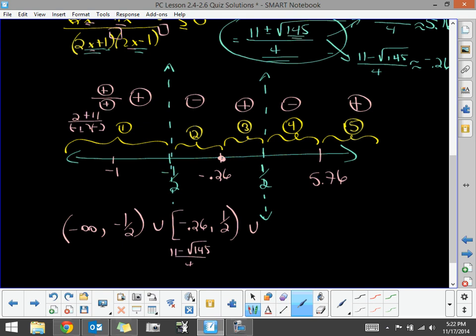parenthesis on that end. Then union that with the next place that is positive, which is anything bigger than or equal to 5.76, so square bracket 5.76 to infinity, and again this 5.76 is 11 plus the square root of 145 all over 4. So that problem is a nice problem.